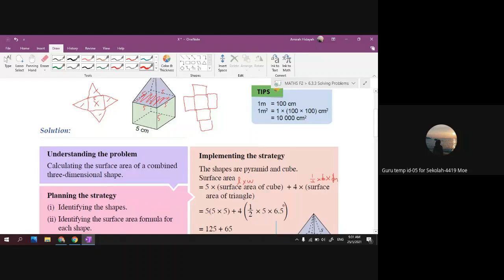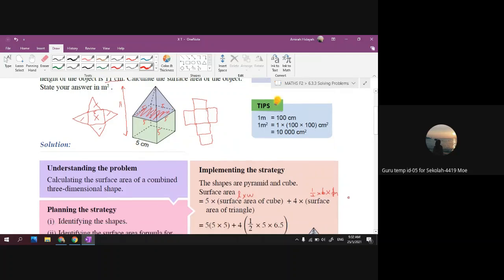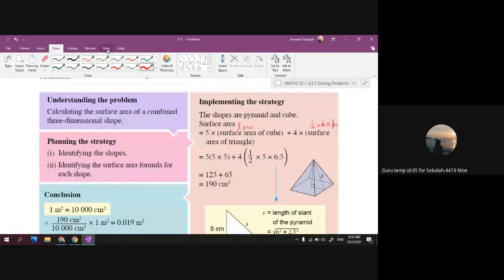What about the height? Where does 6.5 come from? It is mentioned in the question that the height of the object is 11 cm, right? So ketinggian keseluruhan objek ni adalah 11 cm. Since you already know the height of this cube is 5, 11 minus 5 you will get 6, right? So where is the height of a pyramid? Is it this one? No, that is not the height of a pyramid. So kalau kamu tengok sini, kita zoom sikit.